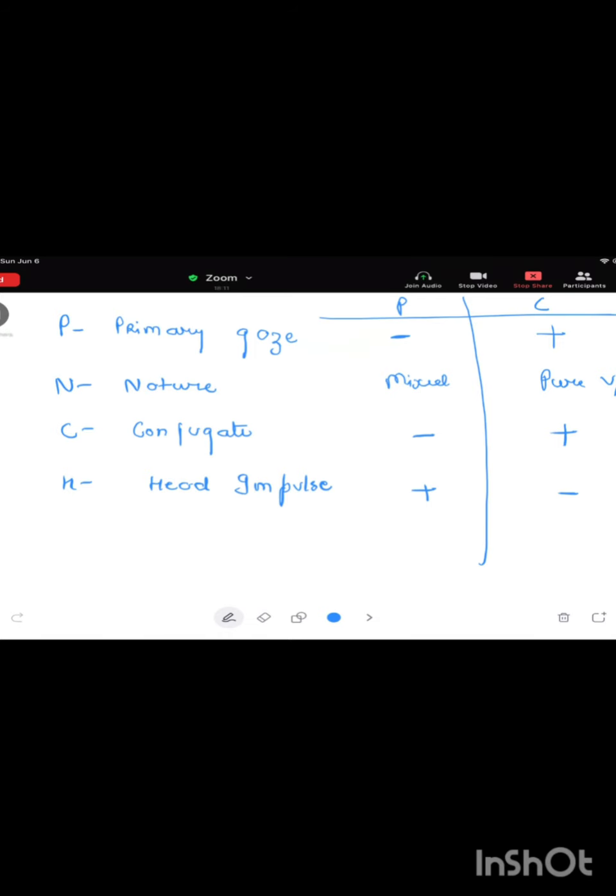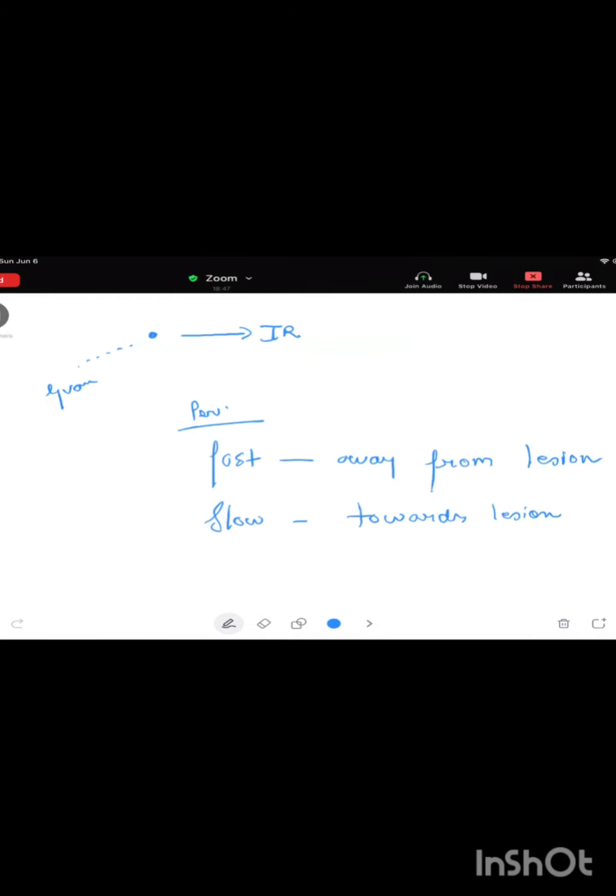Now, before examining the patient further, assume that any incident happens in the ward. What will be the reaction of the JR first? The JR will go away from this spot, and slowly the guards will come towards this spot. What I mean to say is, in peripheral nystagmus, the fast phase is away from the lesion, and the slow part of the nystagmus is towards the lesion.